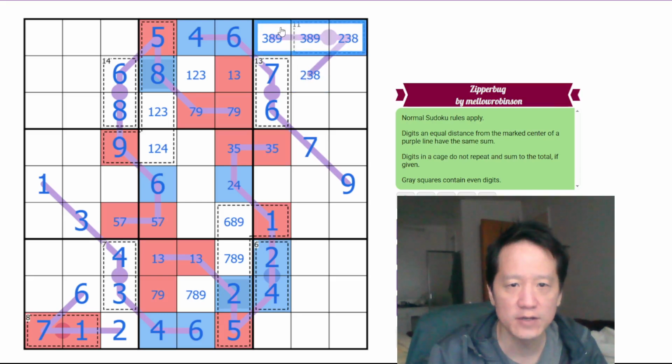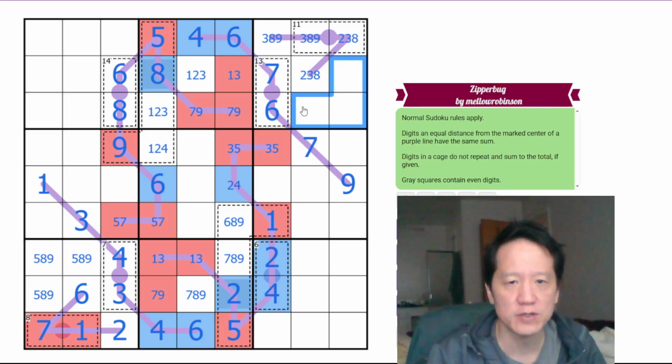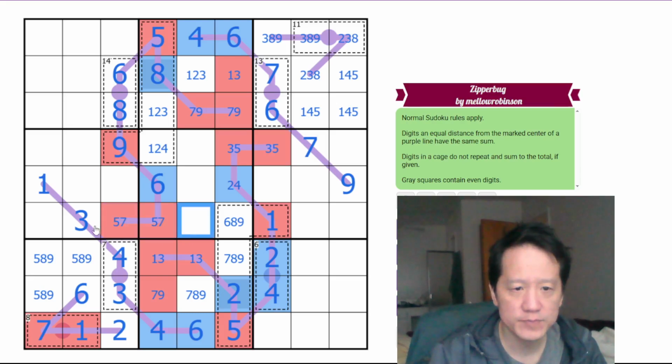Everything else is fine. In this box has to be 5, 8, and 9 for the rest of the digits. In this box, it must be 1, 4, and 5 for the rest of those digits. Okay. What else do we have? 3s, 2s.